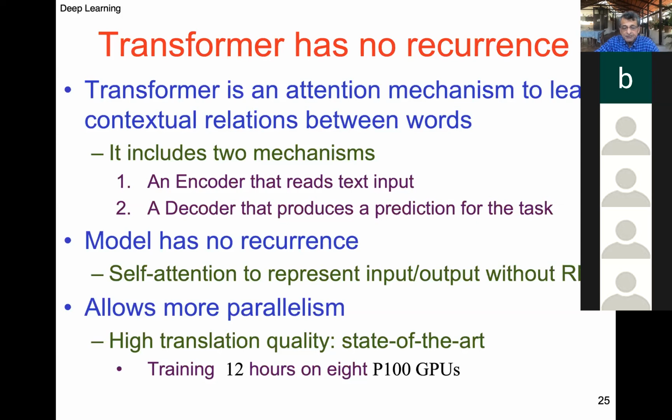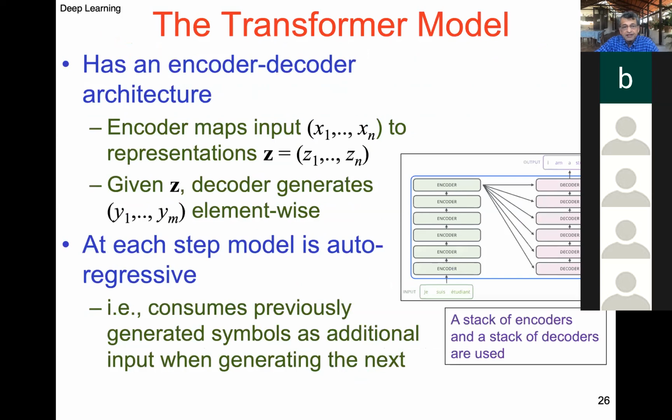This was Vaswani's paper, "Attention Is All You Need". It has an encoder-decoder architecture, a stack of encoders here, which is something very straightforward, and a stack of decoders. The encoder maps input x1 through xn to z1 through zn. Given z, which is a full sequence of embeddings, the decoder generates element-wise outputs. At each step the model is autoregressive, which we saw. So it's a stack of encoders and decoders.